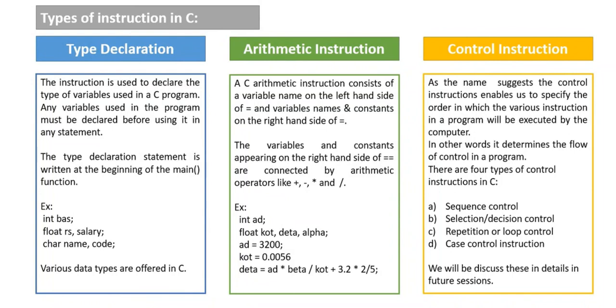Basically, there are four types of control instruction in C. Number one, sequence control. Number two, selection or decision control. Number three, repetition or loop control. And number four, case control instruction. We'll be discussing these in detail in future sessions.